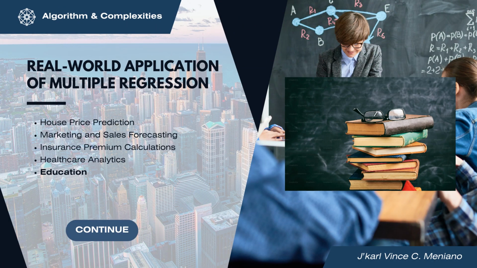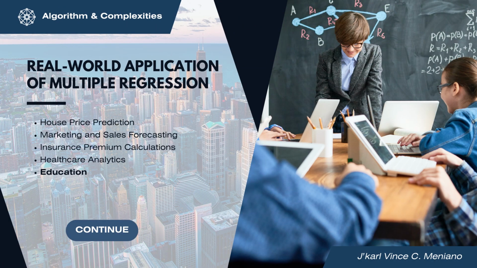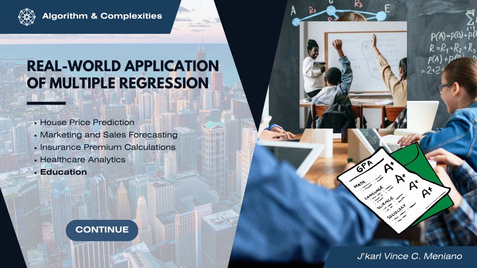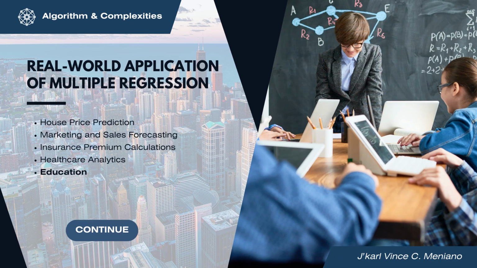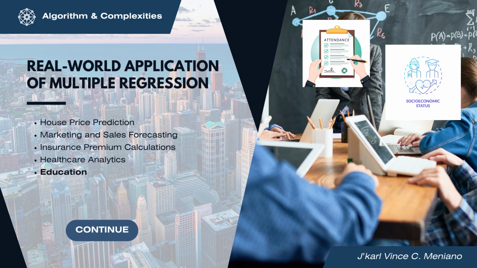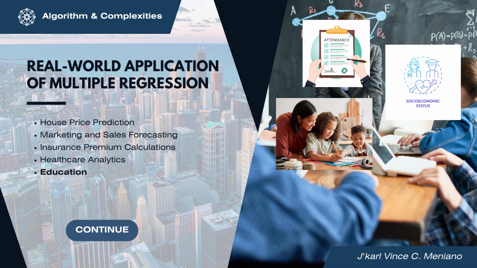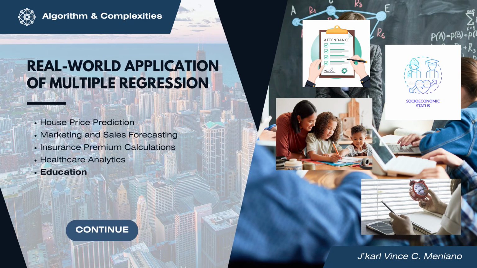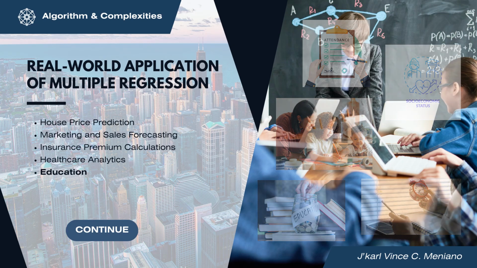Lastly is education. Identify which factors influence student success and improve education policy and resource distribution. So the dependent variable here is students' performance, GPA, and test scores. And the independent variables are attendance, socioeconomic status, parental education, hours studied, and school funding.